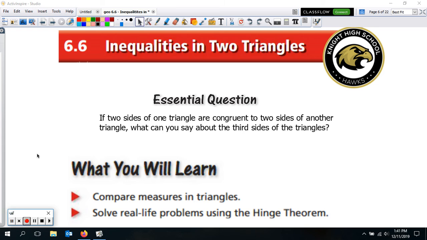Well, welcome back, everyone. This being our last lesson of Chapter 6. That was a little movie trailer somebody put together that deals with what we're talking about here today, the inequalities in two triangles here in 6.6. This is from our Big Ideas. They had it as 5.5-7, but ours is 6.6.